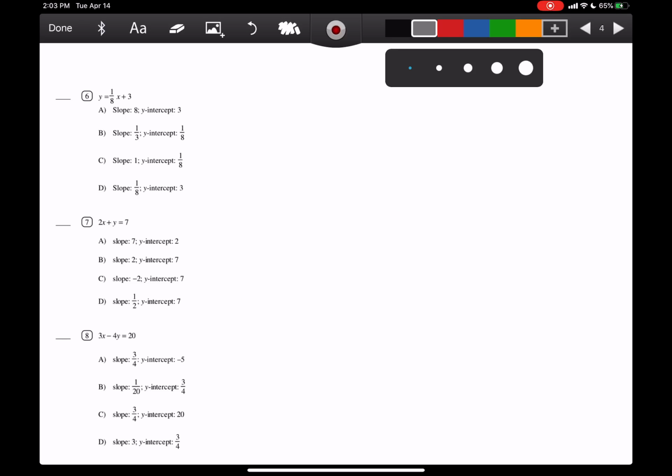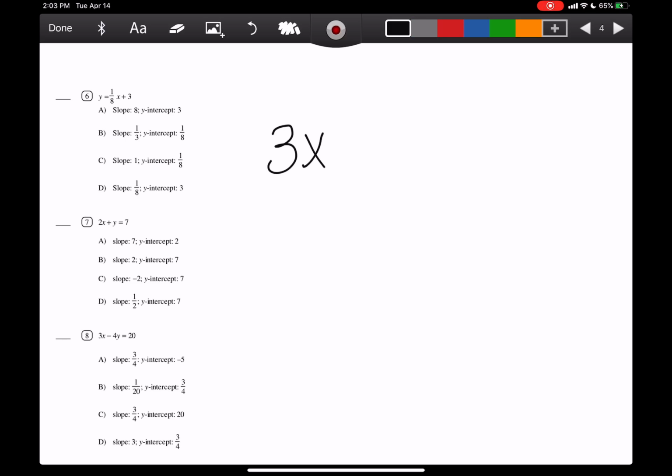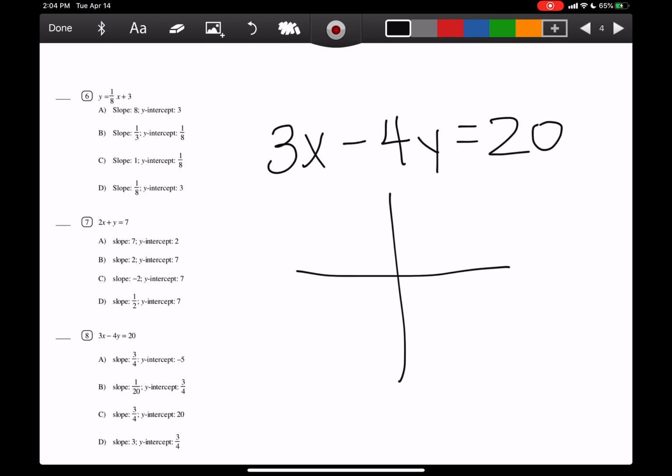I have 3x minus 4y is equal to 20. I'm going to do cross method. I'm going to make my cross. In the first box, I'm going to change x. It's a positive 3, so I'm going to make it negative.